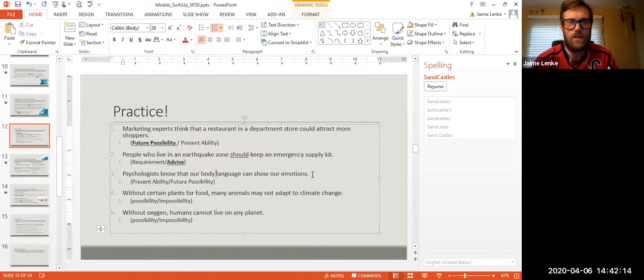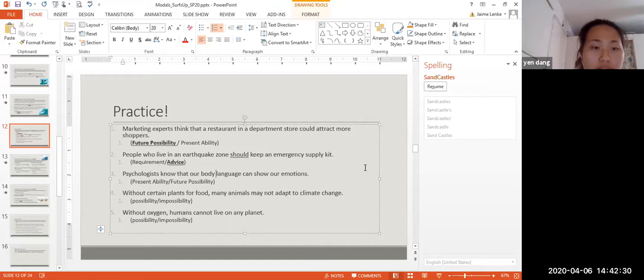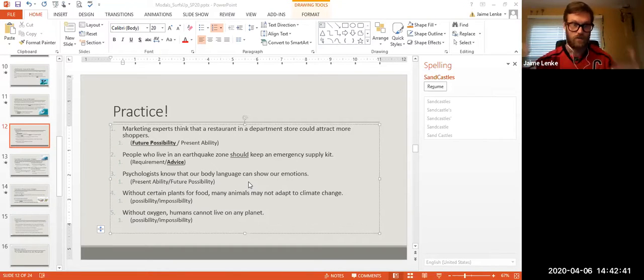Psychologists know that our body language can show our emotions. So the modal in this one is can. Are we talking about present ability or future possibility? Present ability. Right, so it's saying that you can do this right now. Psychologists know that our body language can show our emotions. So it's saying we have the ability at this time. It's not something that's going to happen in the future. It's something that can happen right now. So we use can, which means it's present ability.